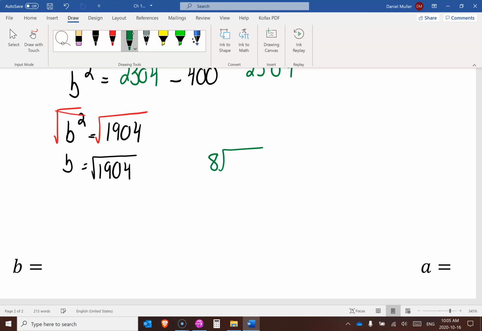8 into 1904. 8 goes into 19 twice, which is 16, which is 3. Carry this down. 8 goes into 33. Nope. Yep. 24. Which is 6. Oh, look at that. It does go in 8.